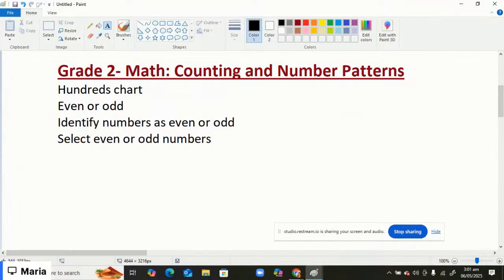So today we are here for grade 2 maths. The chapter today we discuss is counting and number patterns. Here is the list of the lessons. The first lesson is hundreds chart, even or odd. Identify the numbers as even or odd. Select even or odd numbers. So you can find all the lessons on aplusstudent.com.